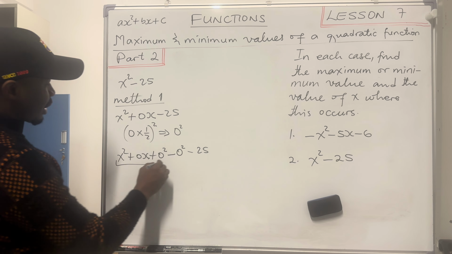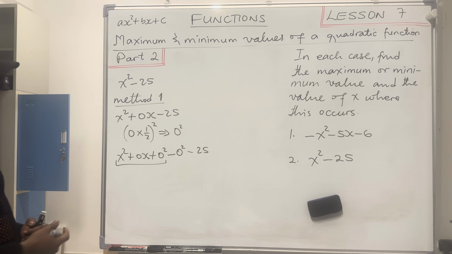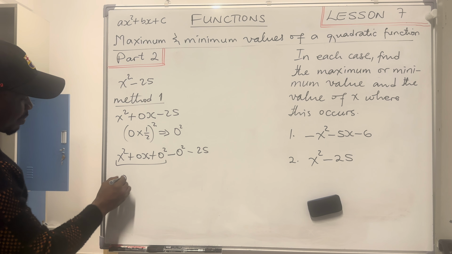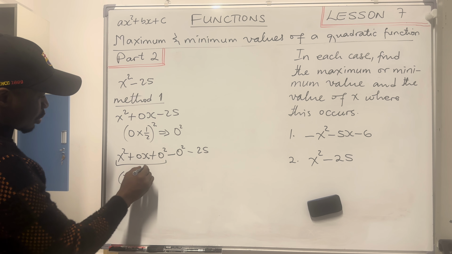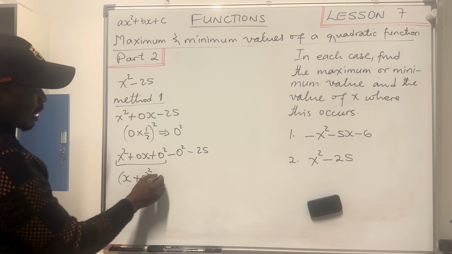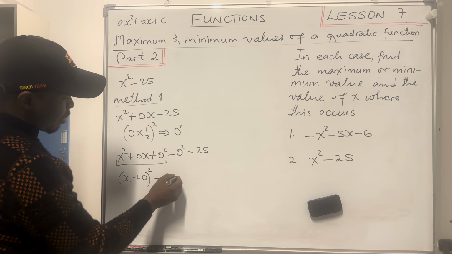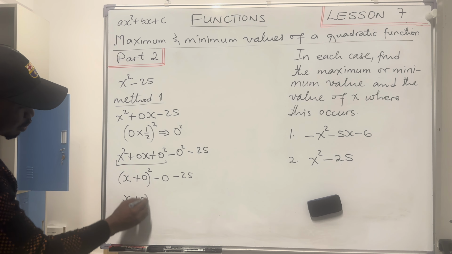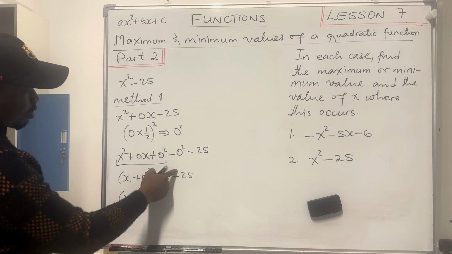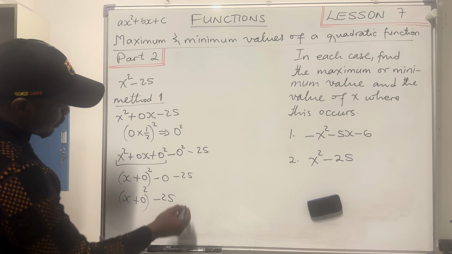So the first 3 terms will always give us one bracket. We have this one here, base x. We have this one here, plus 0 squared. Then here is minus 0 squared, which is 0. Then minus 25. So x plus 0 squared minus 0 minus 25 is minus 25.